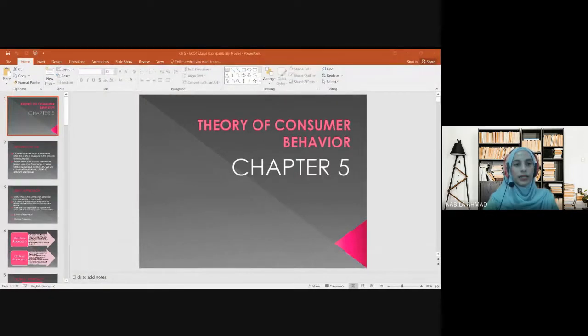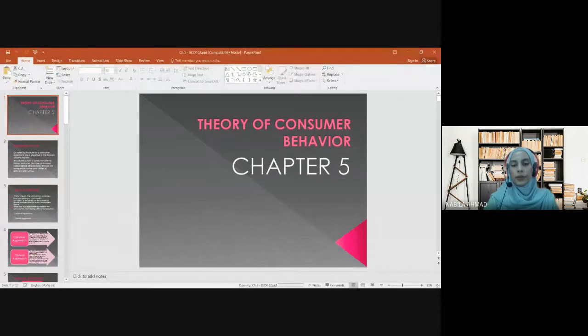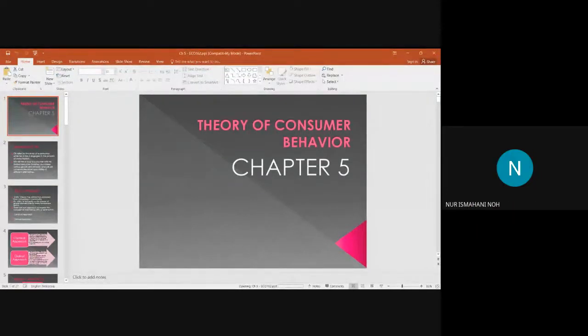Ada soalan nak tanya? Semua okey? Okey. Faham ya?